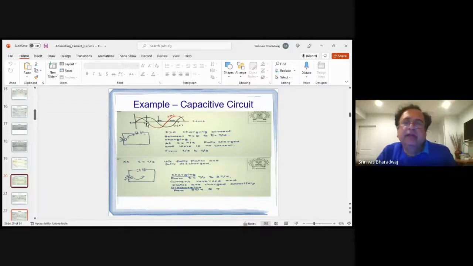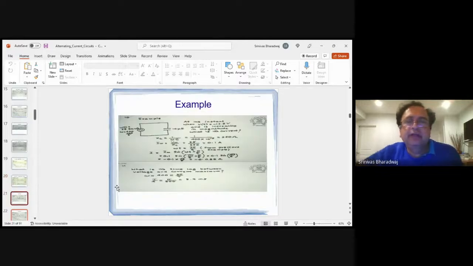Therefore, it leads, right? If this is sine theta, that is cos theta. The derivative of sine theta is cos theta. C dV by dt. And therefore you have the corresponding equations. Okay, so here's an example.